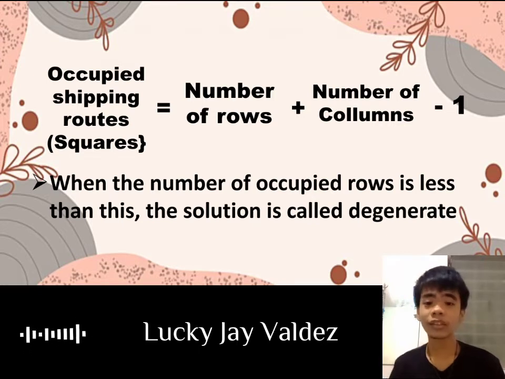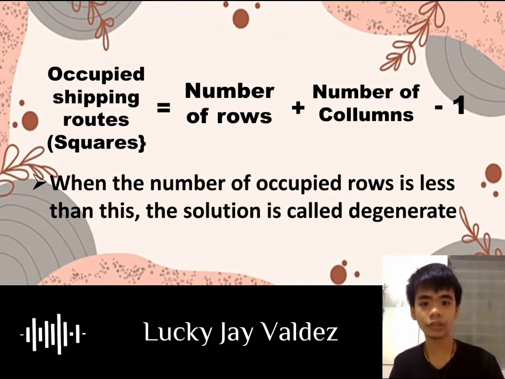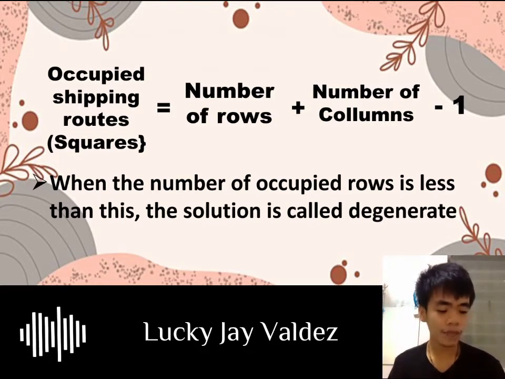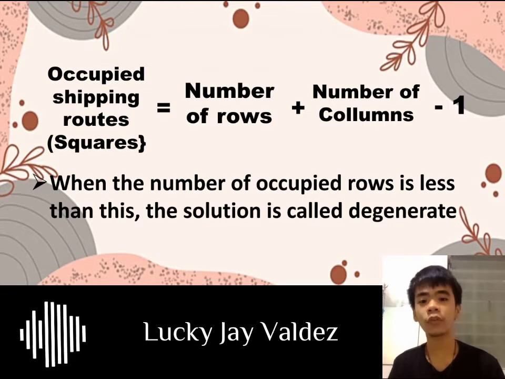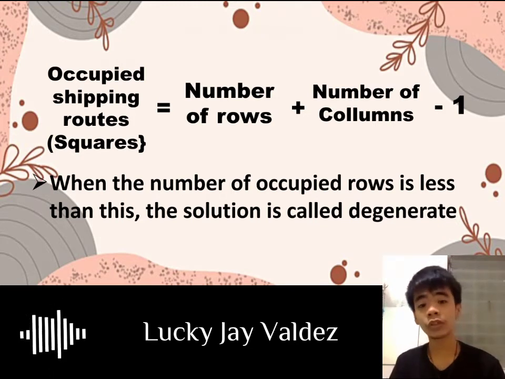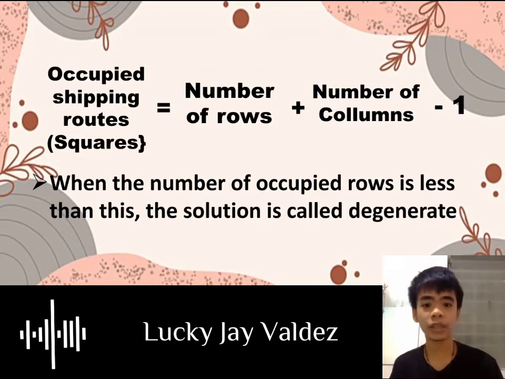So ano nga ba itong tinatawag nating degenerate? So a basic feasible solution is degenerate if at least one, remember that, guys, if at least one of the basic variables is equal to 0. And then a standard form linear optimization problem is degenerate if at least one of its basic feasible solutions is degenerate. So yun yung meaning ng degenerate.